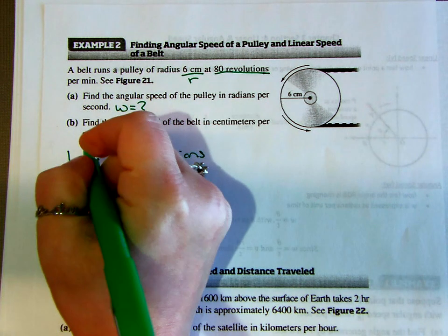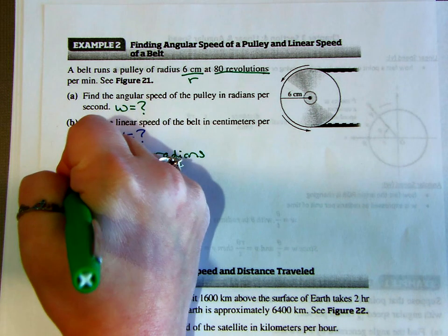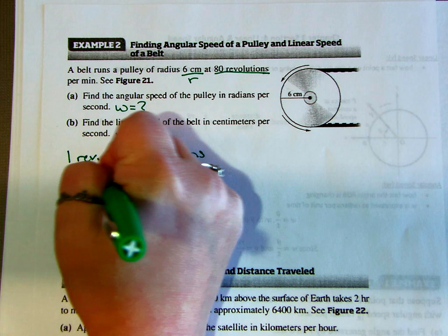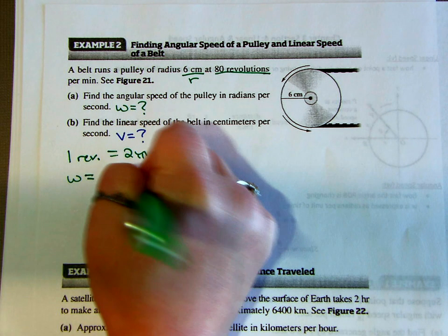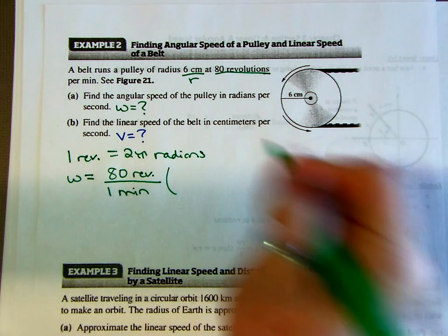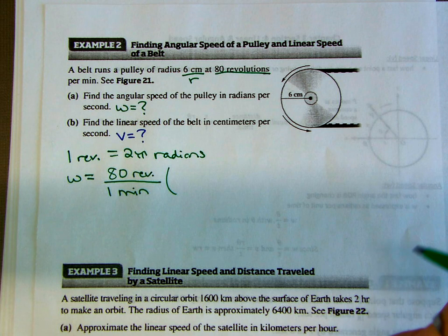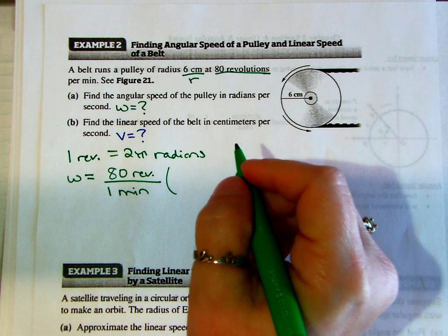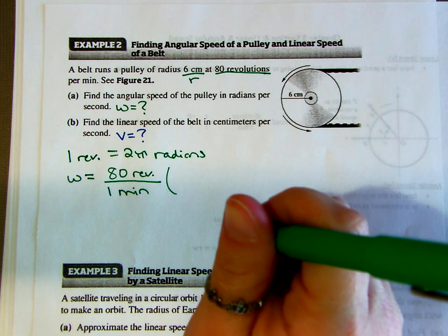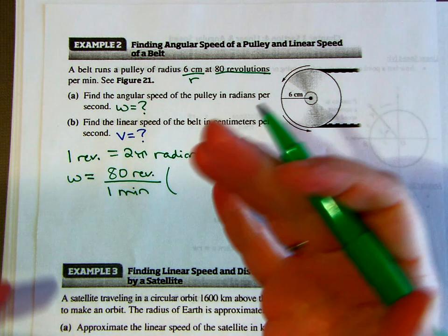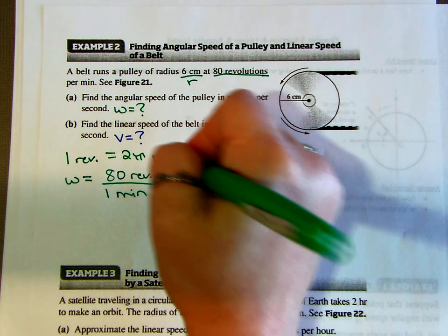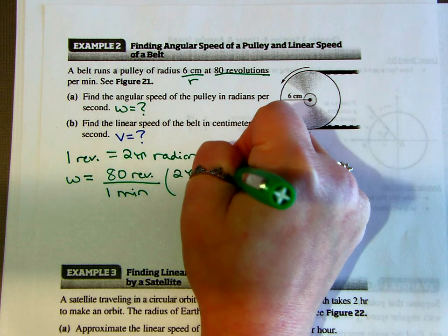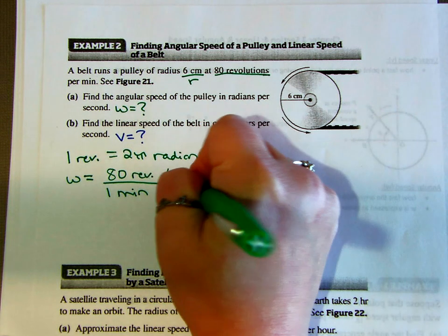So what we know here is that W equals 80 revolutions in 1 minute. That's what the problem tells us. But we don't want it in revolutions per minute like this because we need to find out what our W is. And angular speed is always given as radians per whatever the time unit is. In this case, it will be minutes. So you have 2 pi radians for every 1 revolution.